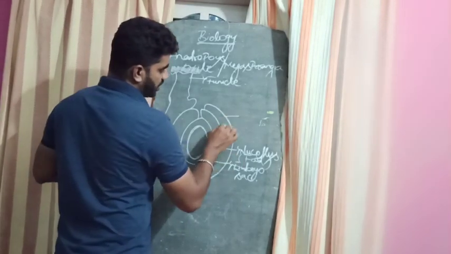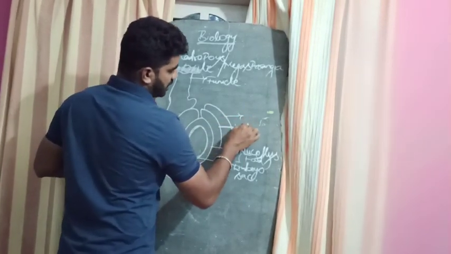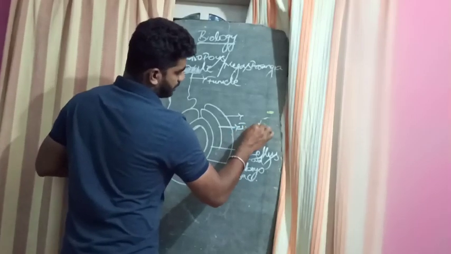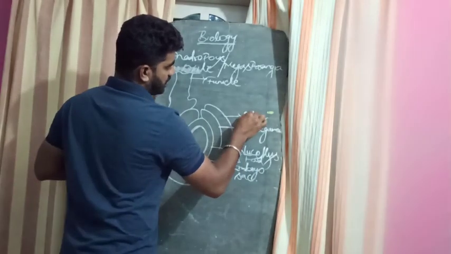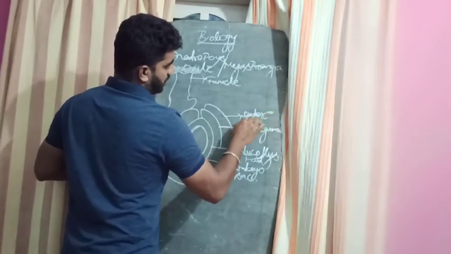And these two structures are the integuments. This is the inner integument, and this is the outer integument.